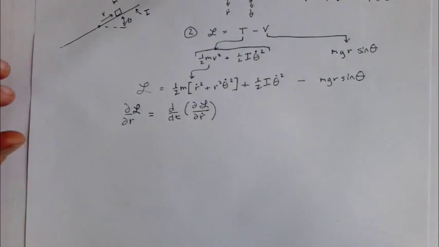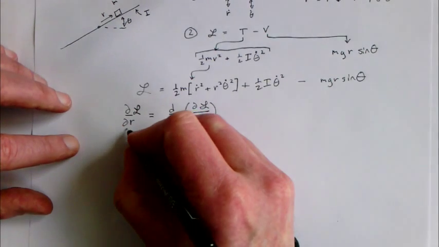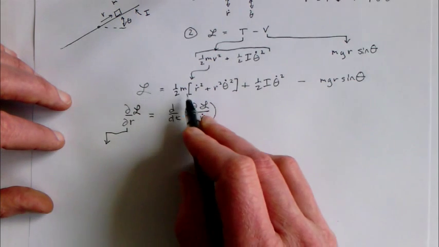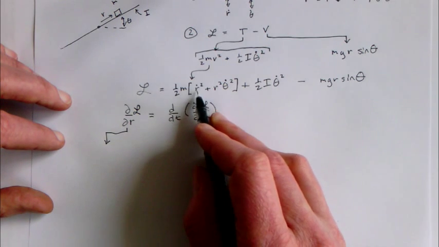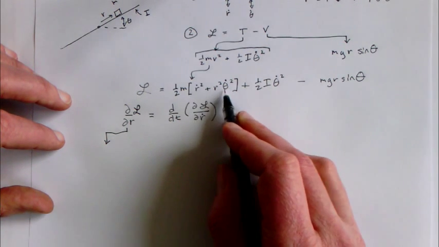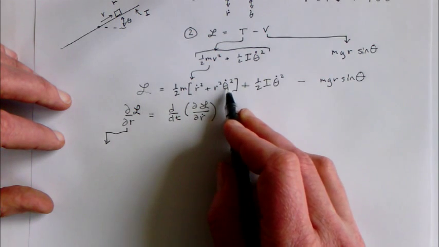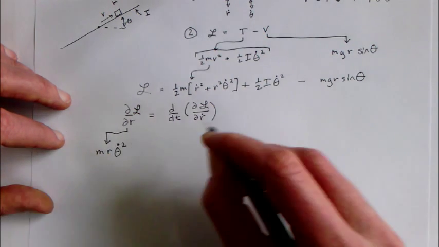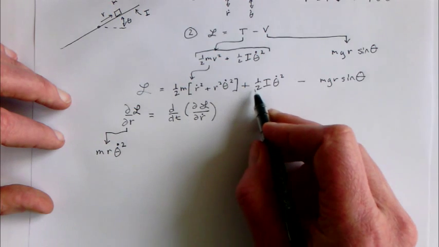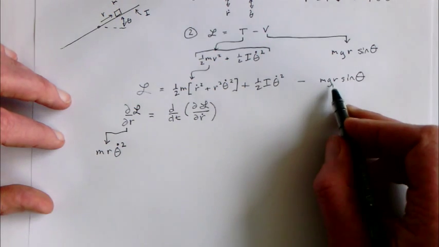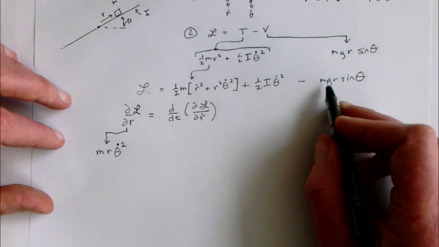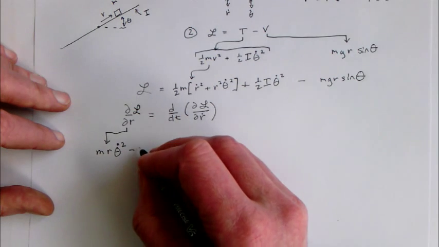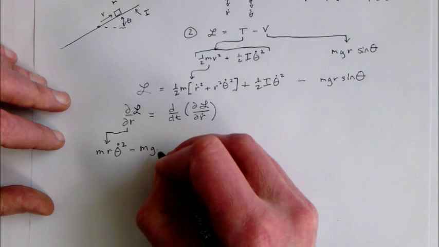So let's think about what the partial derivative of the Lagrangian with respect to r is. If I take the partial with respect to r, the partial of r dot squared with respect to r is 0. For the next term, I pull down a 2: it's 2 times r times theta dot squared. So I'm going to get an m times r times theta dot squared. That's one term that will survive. The rotational term doesn't depend on r at all. And then the potential term does depend on r. Its partial with respect to r is just mg sine theta. So the left-hand side is m times r times theta dot squared minus m times g times the sine of theta.